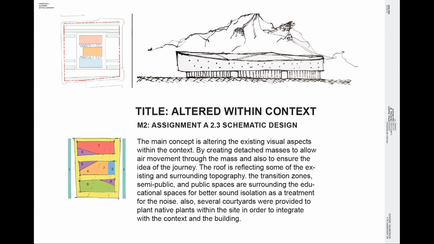Altered Within Context, school design. The main concept is altering the existing visual aspects within the context by simulating what happens on the existing topography and reflecting it on the building itself, and creating detached masses to allow air movement through the masses to create passive ventilation and also indoor air quality changing, almost exposing the building to the natural elements by creating openings and closed spaces, and also making transition zones between the semi-public and the public zones.